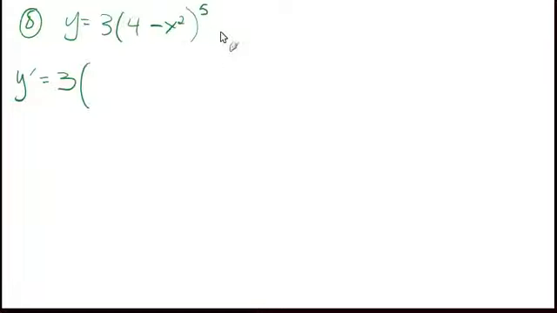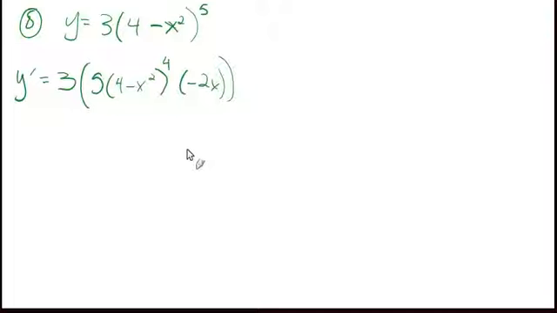So again, the outside function, take the derivative of that, leaving this alone. The derivative of something to the fifth would be 5 times the something to the fourth. Remember to leave this alone in here first. Okay, so I've taken the derivative, and if there's a function inside the function, which there is, I need to take the derivative of that. So negative 2x.